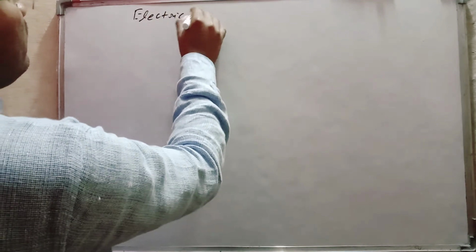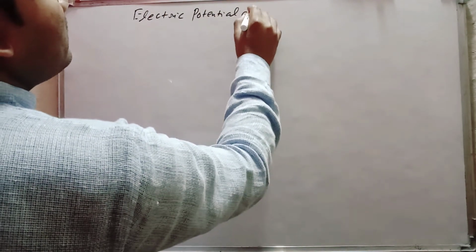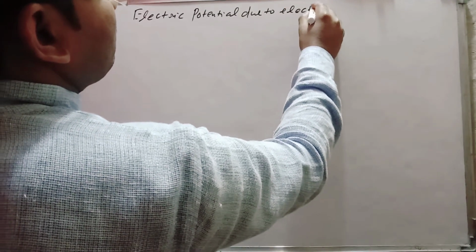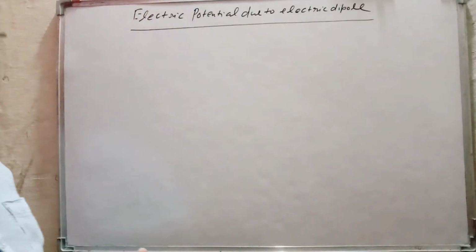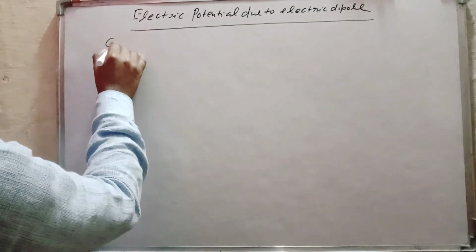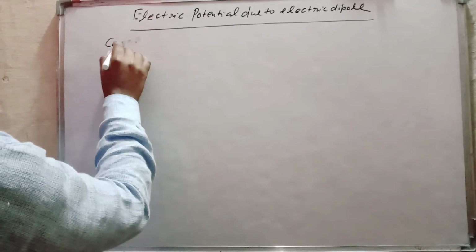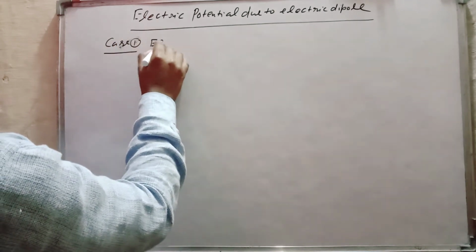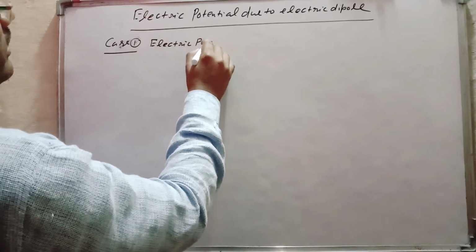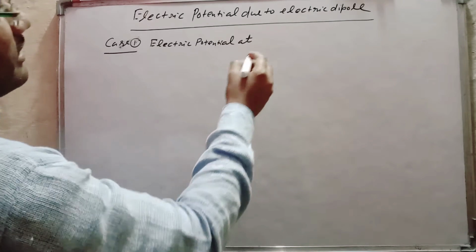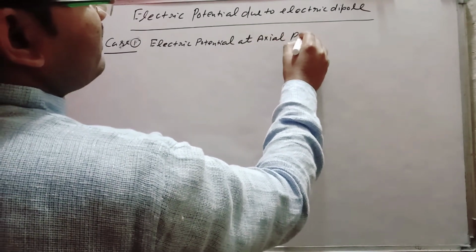In this lecture, we study electric potential due to electric dipole. There are three cases. Case 1: electric potential at axial point.